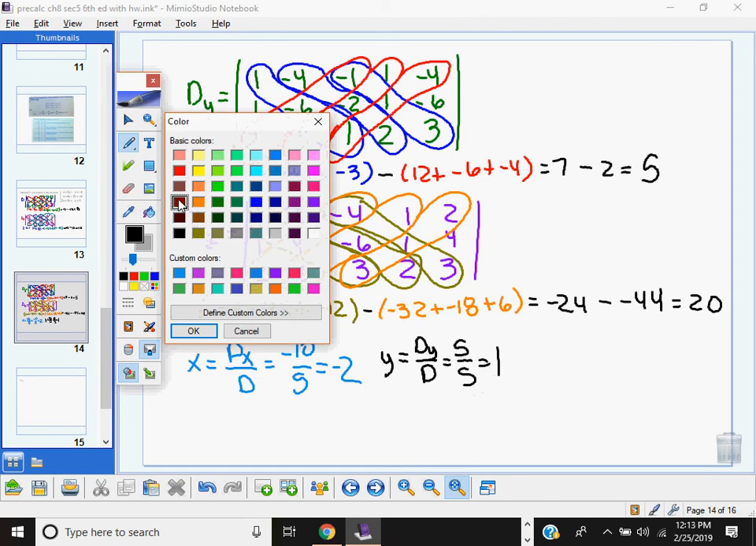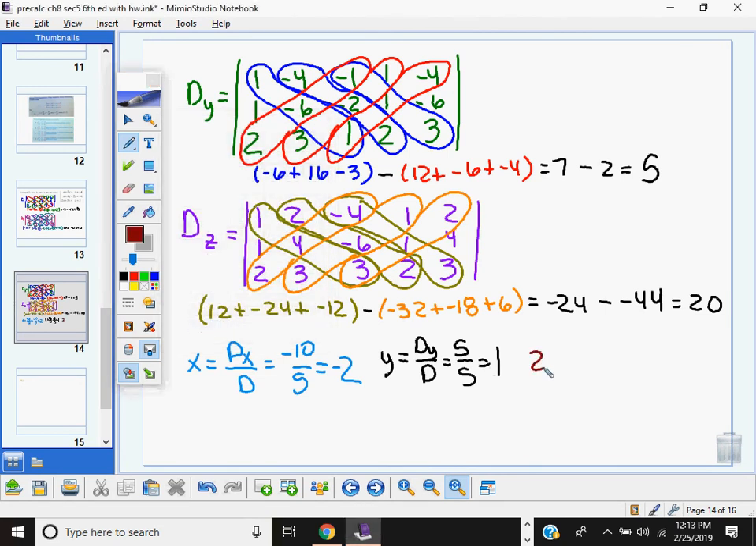We have one more to go. To get our z, that's going to be dz over d. That would be 20 over 5, and that would equal 4. So our final answer would be negative 2, 1, 4. If you were to replace your x, y, and z in every single equation with negative 2, 1, 4, you could check to make sure you have this correct.